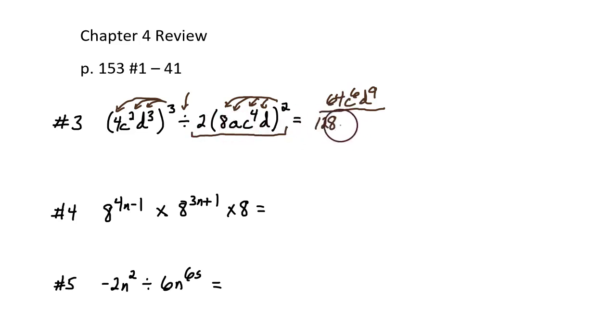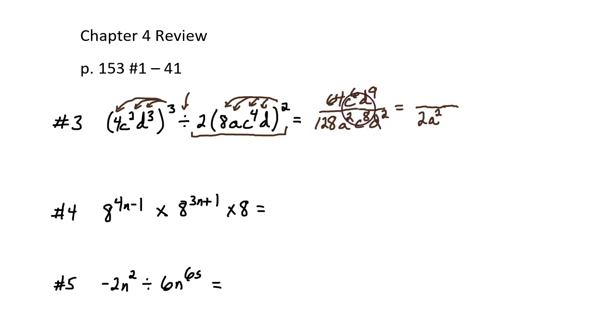Now the letter A, we get A to the second power. Now letter C, we get C to the 8th power. And now the letter D, D to the second power. Now we can reduce our coefficients. 64 over 128 reduces to 1 over 2. There are some A's in the bottom and there are no A's in the top, so our final answer will have A to the second in the bottom.